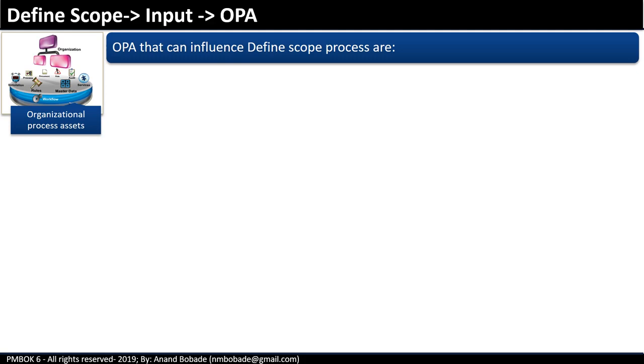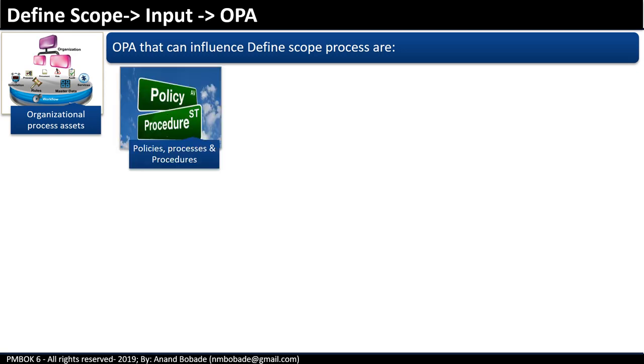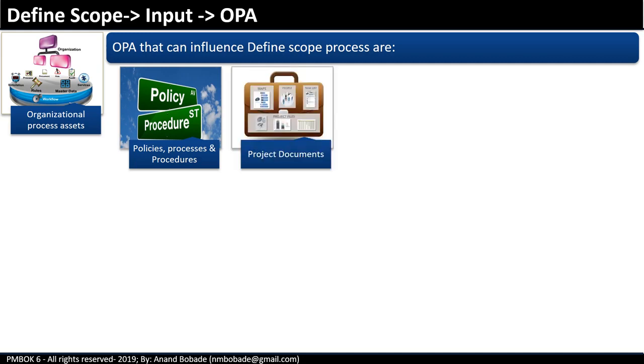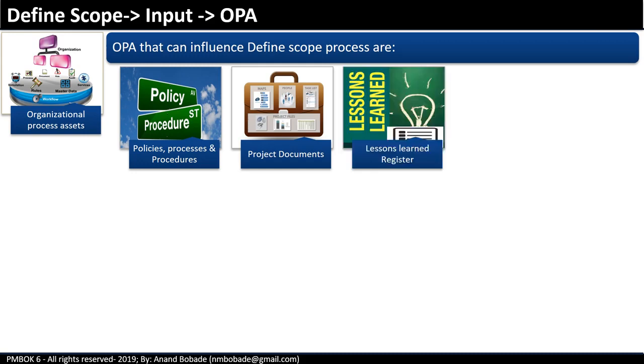OPA, organizational process assets, that can influence the define scope process are applicable policies, procedures, and templates for a project scope statement based upon the scope management plan, and project files from past projects. For example, the requirement traceability matrix of a similar project which was successfully completed in the past can be very useful. Lessons learned from previous phases or projects will ensure your project team doesn't repeat past mistakes.